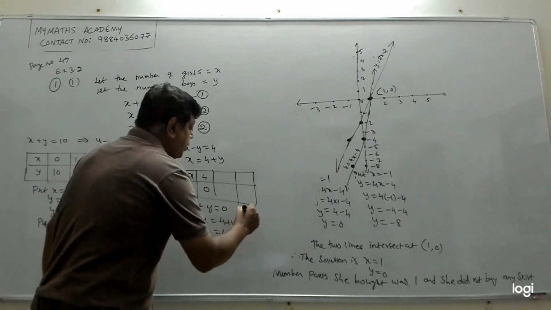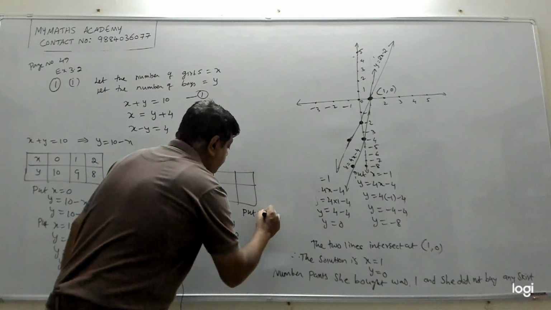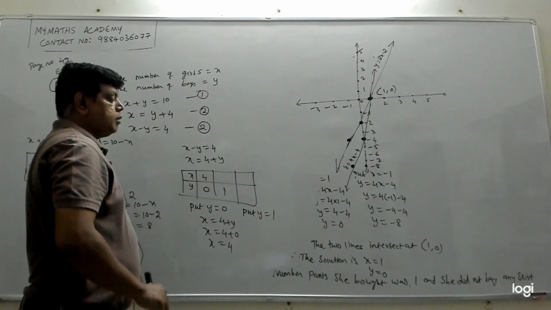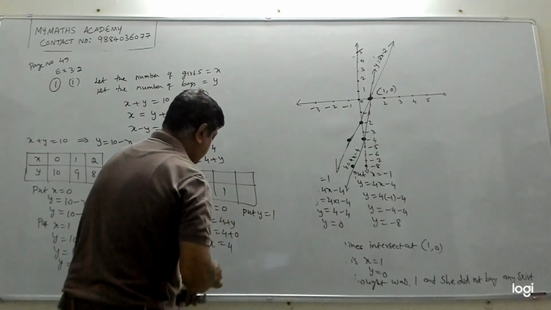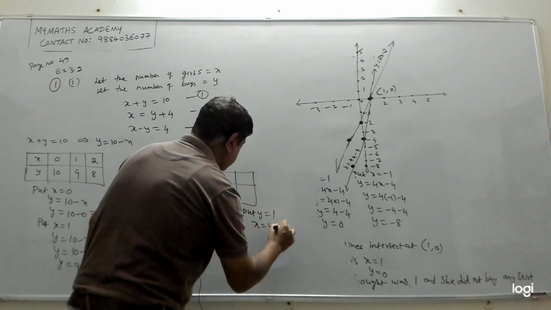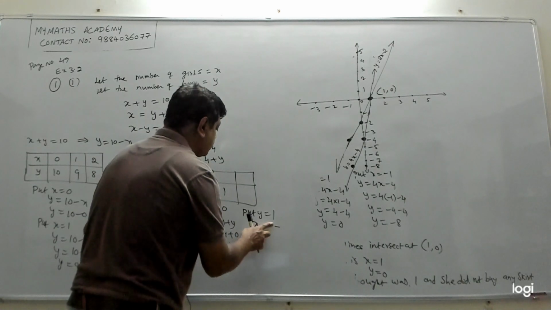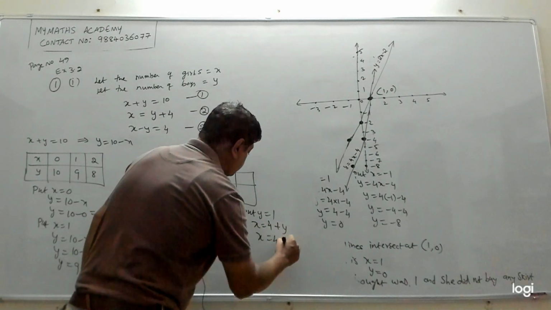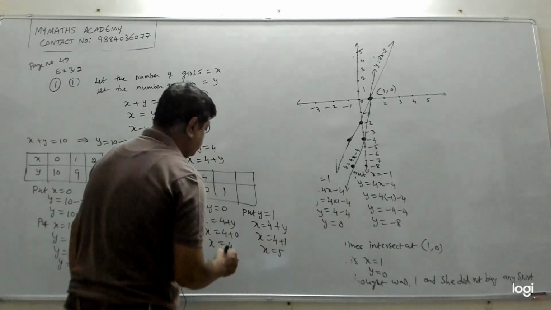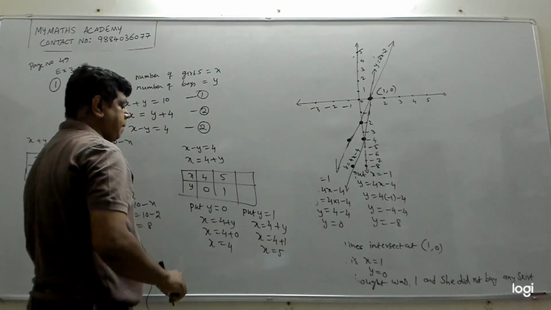Now we are going to put y equal to 1. Next one. If you put y equal to 1 means you put 1 here immediately, before finding the x. So what is x? X is y plus 4 or 4 plus y. So x is equal to 4 plus 1. So x is equal to 5. So when I put y as 1, my x is 5.